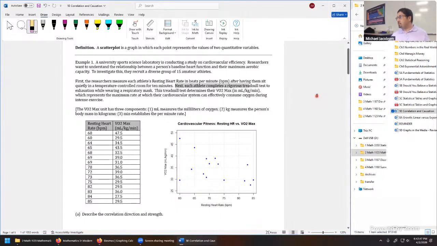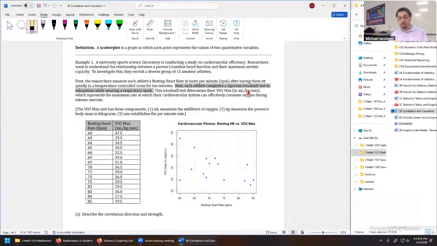Next, each athlete completes a rigorous treadmill test to exhaustion while wearing a respiratory mask. This is a heart test that has been done if you have any kind of cardiac issues, kind of an infamous test. The treadmill determines their VO2 max in milliliters per kilogram per minute. So it's in milliliters of oxygen that was moved. They measure that through the mask. Per kilogram, how much the person weighs, their biomass, in other words.